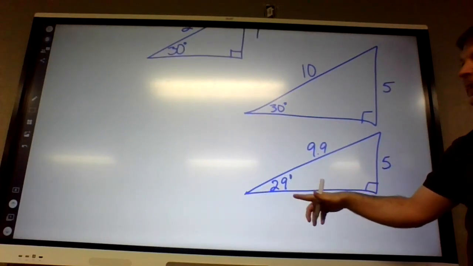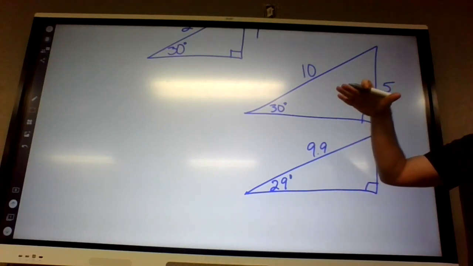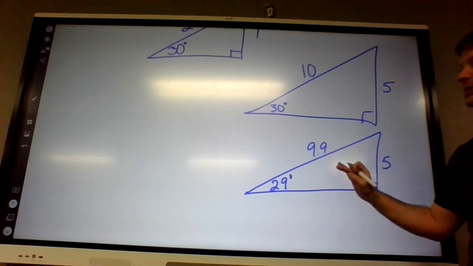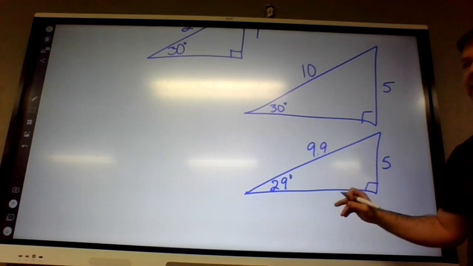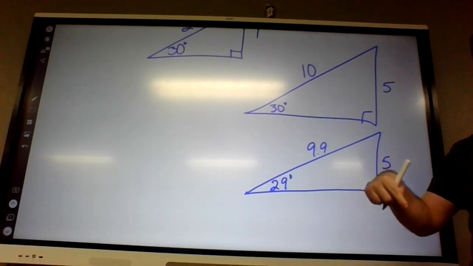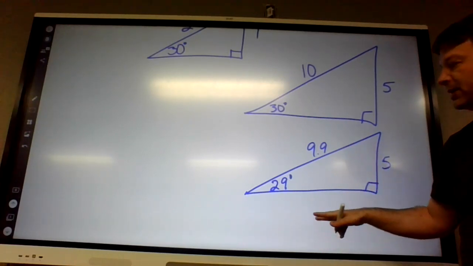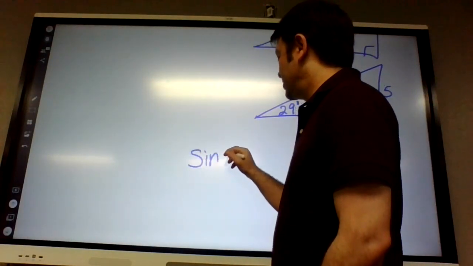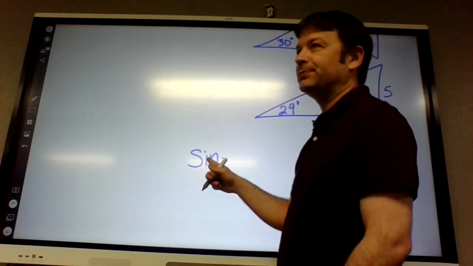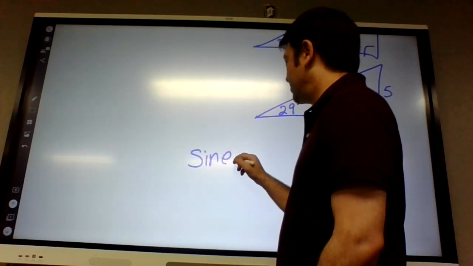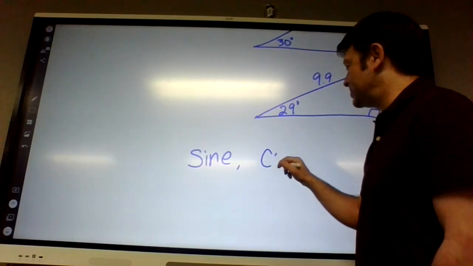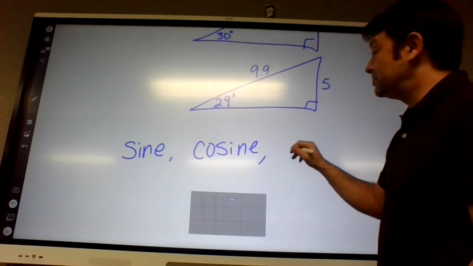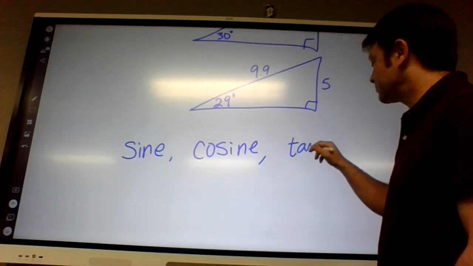So they used to have giant tables. If you found an old math book, you could find these tables that would tell you all these ratios. But now that we have calculators, it's all stored inside your calculator. Have you guys seen this button on your calculator? Okay, I'm going to write this. This is the only time you'll see these words spelled out, the first and the last time: sine, cosine, and tangent.